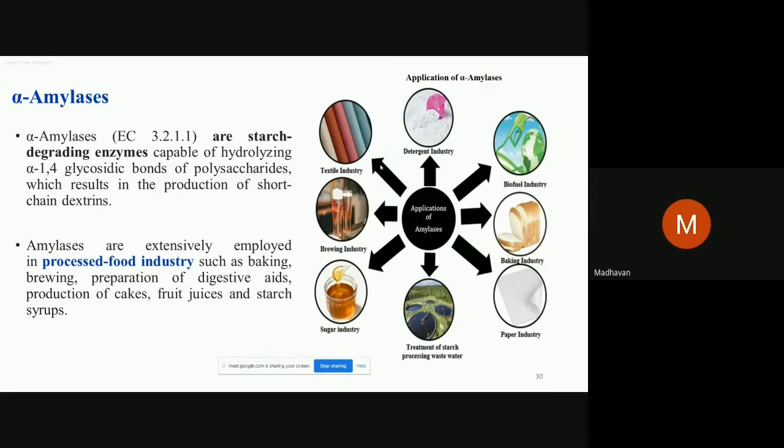And the alpha amylase, everybody already knows it is a starch degrading enzyme. The alpha 1,4 glycosidic bond is broken by this amylase, and it has a vast role to play in the processed food industry: baking, brewing, preparation of digestives, production of cakes, fruit juices, starch syrups, and other different alpha amylases and glucoamylases. So these are all starch degrading enzymes, and starch degradation is an important step in the food industry.